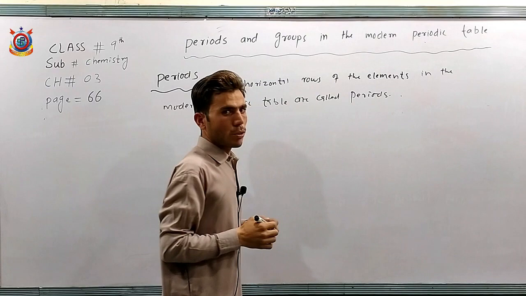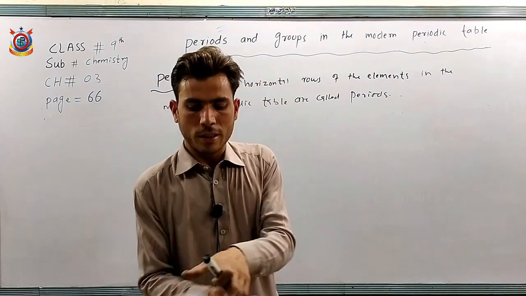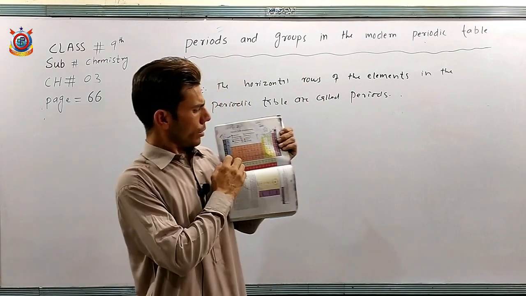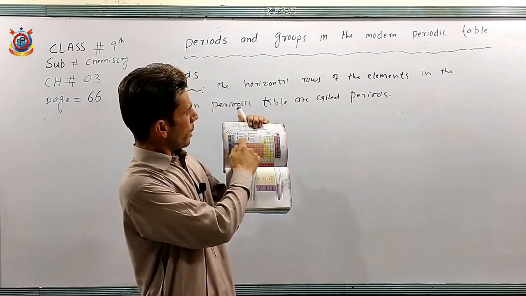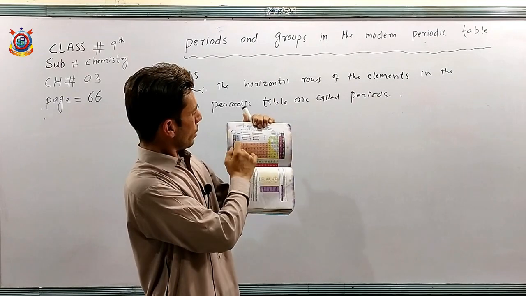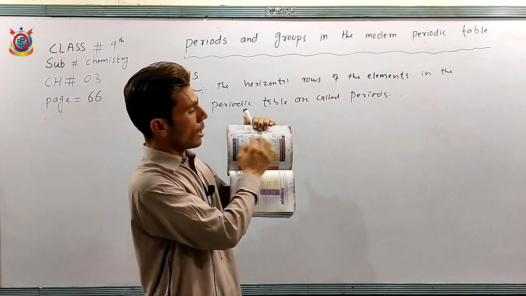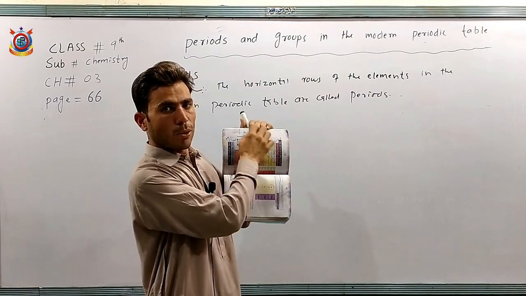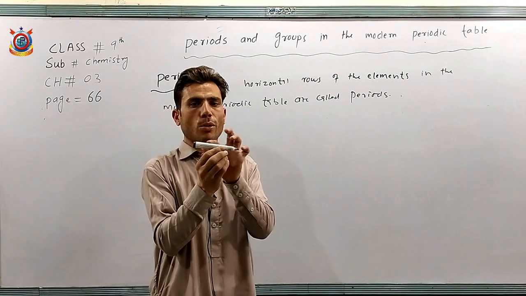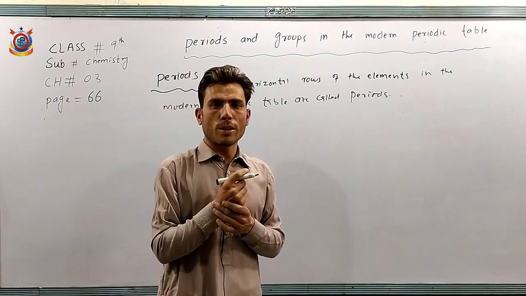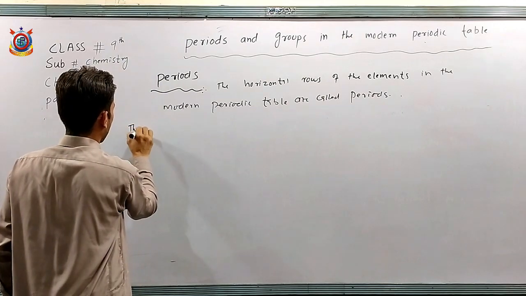The horizontal rows of the elements in the modern periodic table are known as periods. These are the horizontal rows. As we move from left to right in the modern periodic table: lithium, beryllium, boron, carbon, nitrogen, and then sodium, magnesium, aluminum, silicon, phosphorus, etc. So the horizontal rows in the modern periodic table are known as periods. There are 7 periods in the modern periodic table.